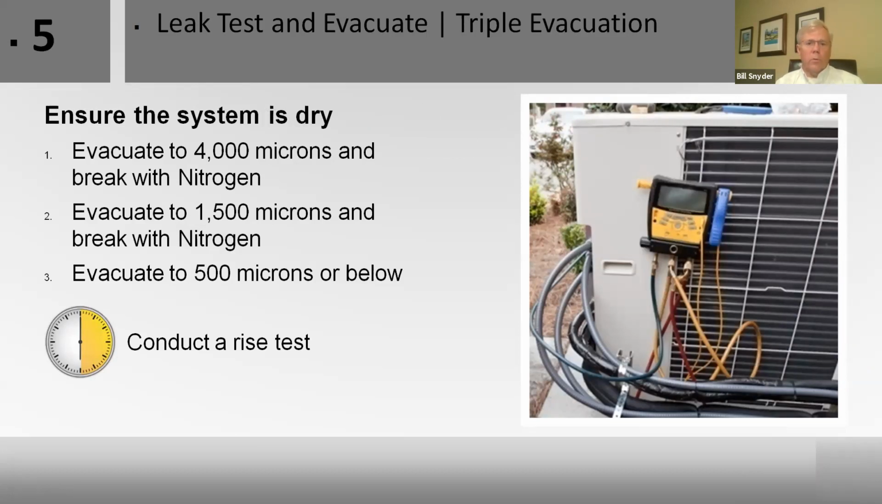Sounds like more work because you're doing a triple evacuation, but if you're doing it this way, it's actually a faster, quicker evacuation, because every time you break it with nitrogen, you help to get rid of any moisture in the system. So it should be faster. Plus, most of our systems, you're using 16 feet of line and 1/4 and 3/8 lines. So you can usually pull a pretty quick vacuum, and you conduct a rise. And if it doesn't rise, then you should be good to go.